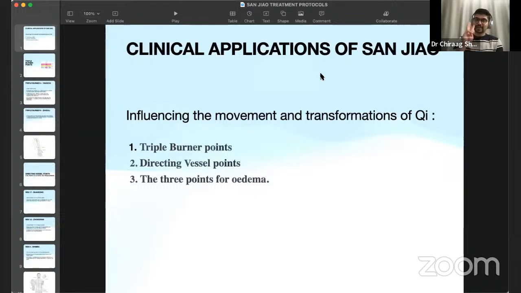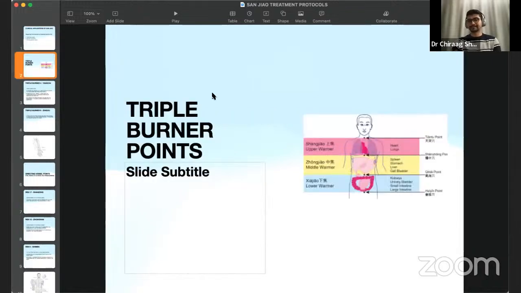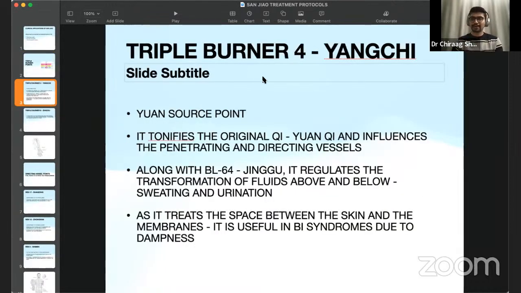All right. So with this, we are going to go through three categories of points which influence the movement and transformation of chi. The first level is the triple burner points, which are just 2 points on the triple burner channel or the Sanjiao channel. The first and the most important point is triple burner 4, which is also called Yang Chi. Now, this point is the Yuan source point. What it does is it tonifies the original Qi, which is Yuan Qi, and it influences the penetrating and directing vessels.